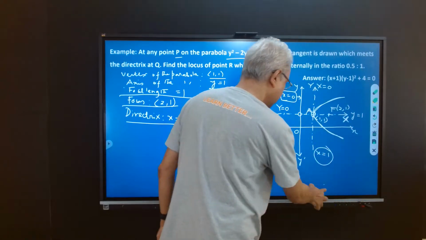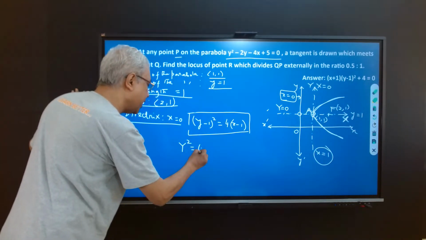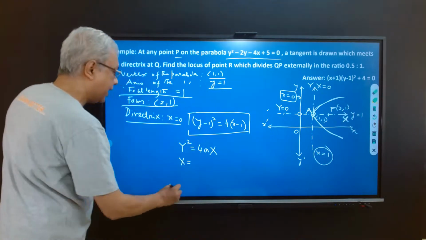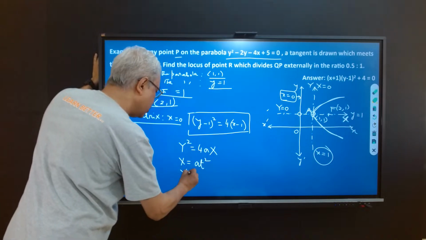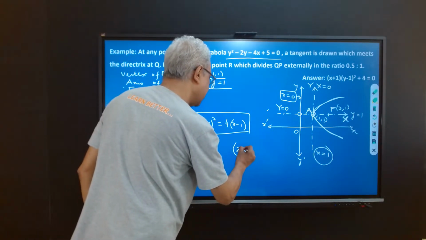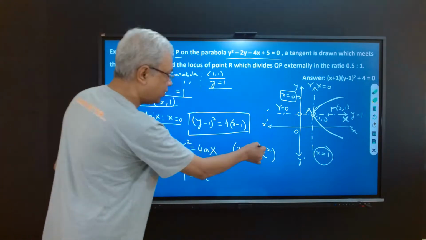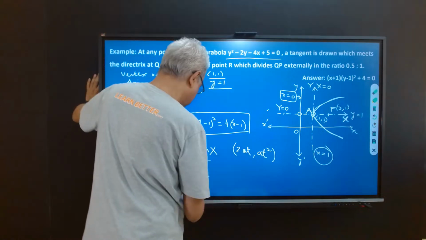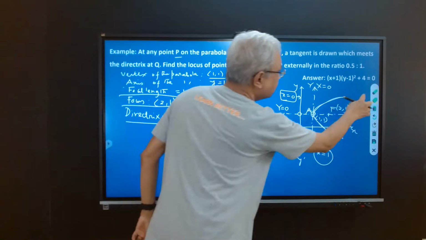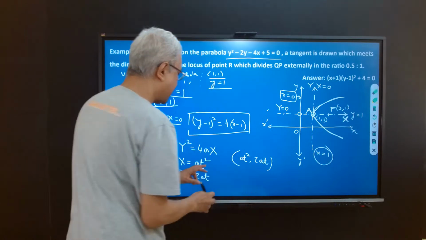So, if you recall, the parabola equation is y square equal to 4ax. Then what is the parametric form of the parabola? You remember x equal to at square and y equal to 2at. But t is a variable. So any point (at square, 2at) lies on this parabola. I have x equal to at square, y equal to 2at. So any point having coordinates (at square, 2at) must lie on this parabola.